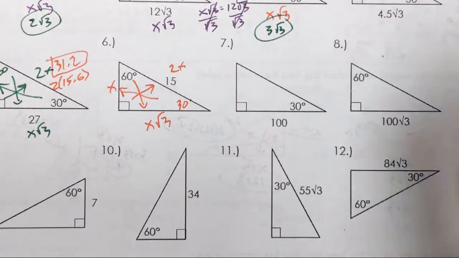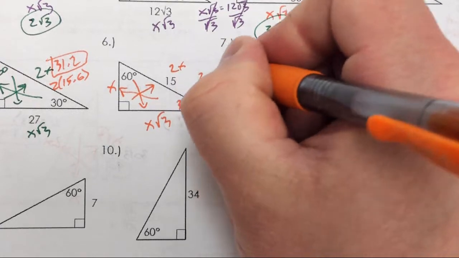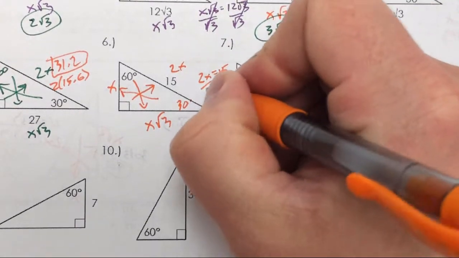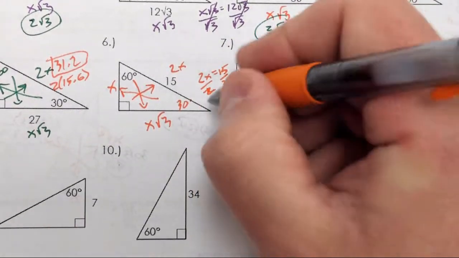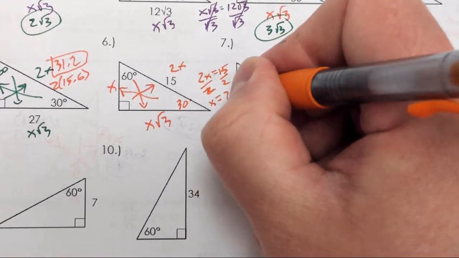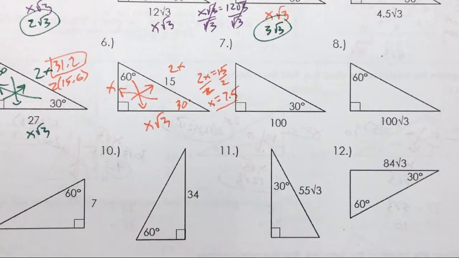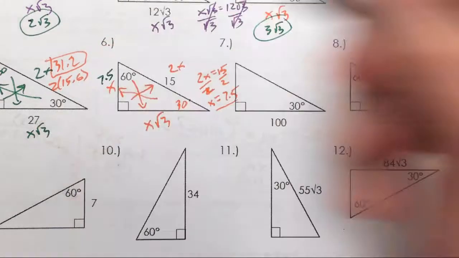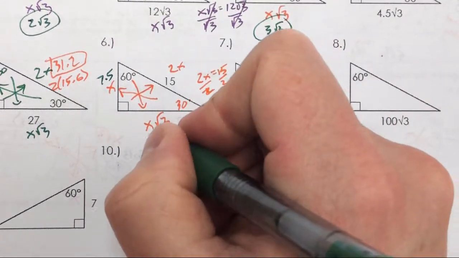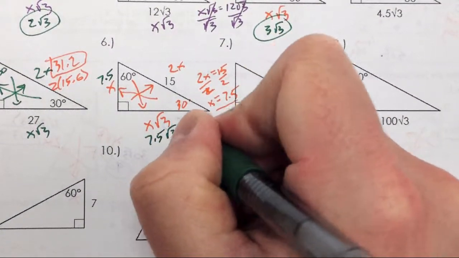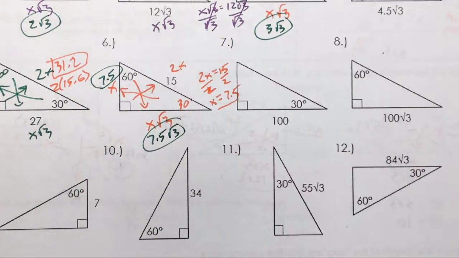So we need to solve for x here again. So we have 2x is equal to 15. And to solve for x, we're going to divide by 2. And what's half of 15? Well, that's 7.5. So that means that the short leg is 7.5. And that means that the long leg is 7.5 square root 3. So I've done a couple of these problems here.